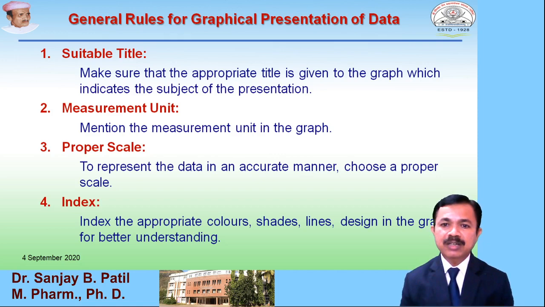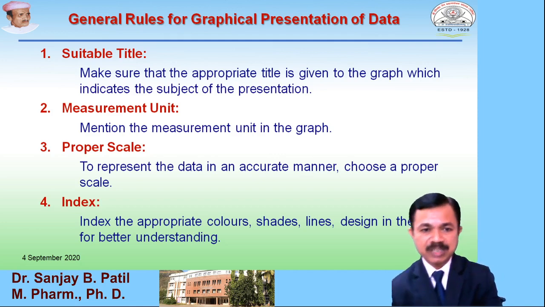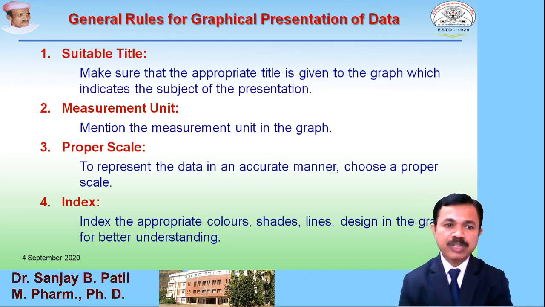When we are presenting the data in the form of graphs, there are some basic requirements, some general rules that should be taken into account while preparing graphs, charts, plots or diagrams. So which are the general rules that must be taken into account for construction of graphs? The first important general rule is that every graph or every chart must have a suitable title.